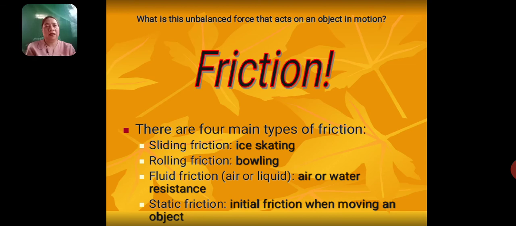So when we say sliding friction, it is a friction between two smooth objects that are simply sliding, gliding against each other. One example of that is your book. If you try to slide your book on the floor, what do you think will happen?